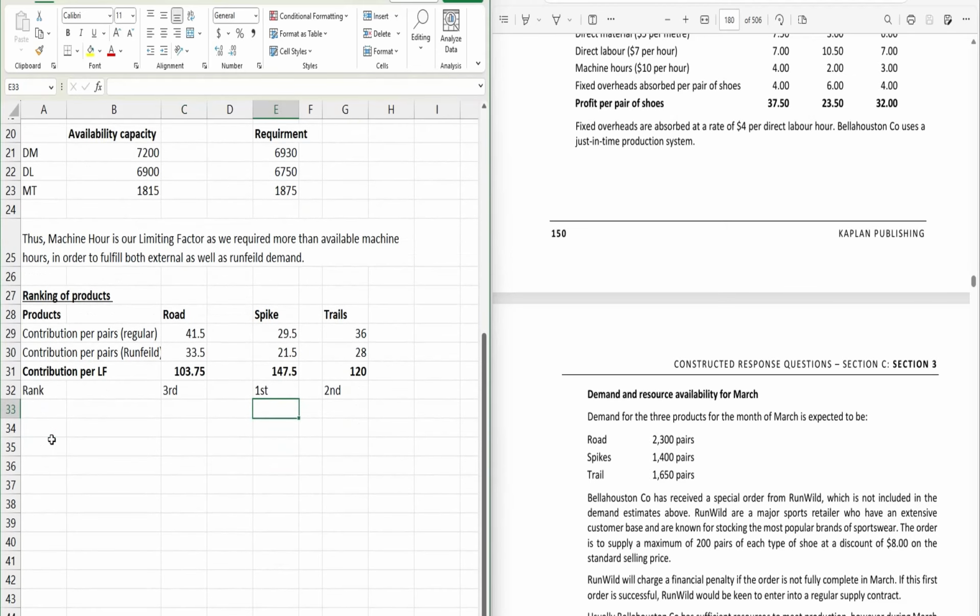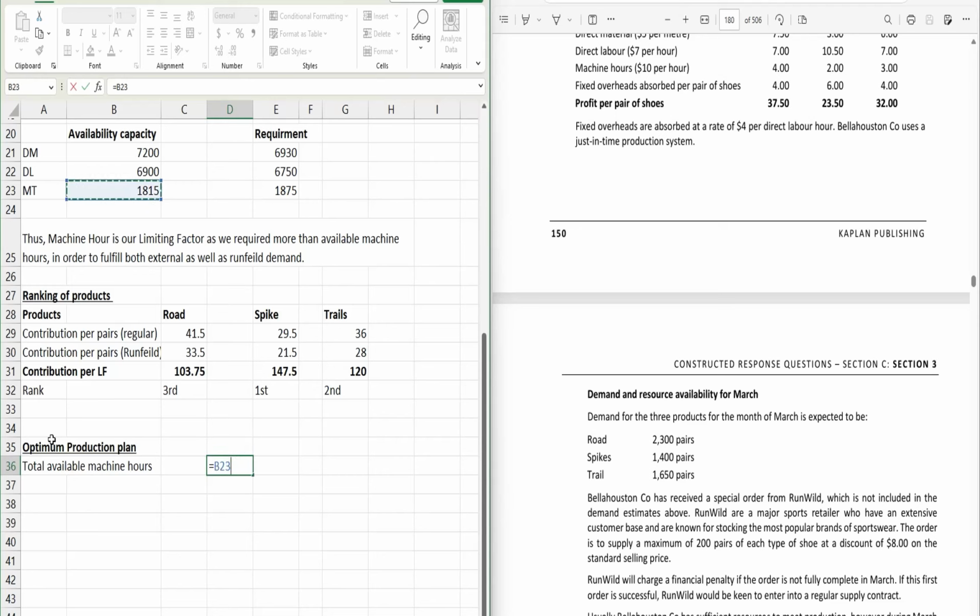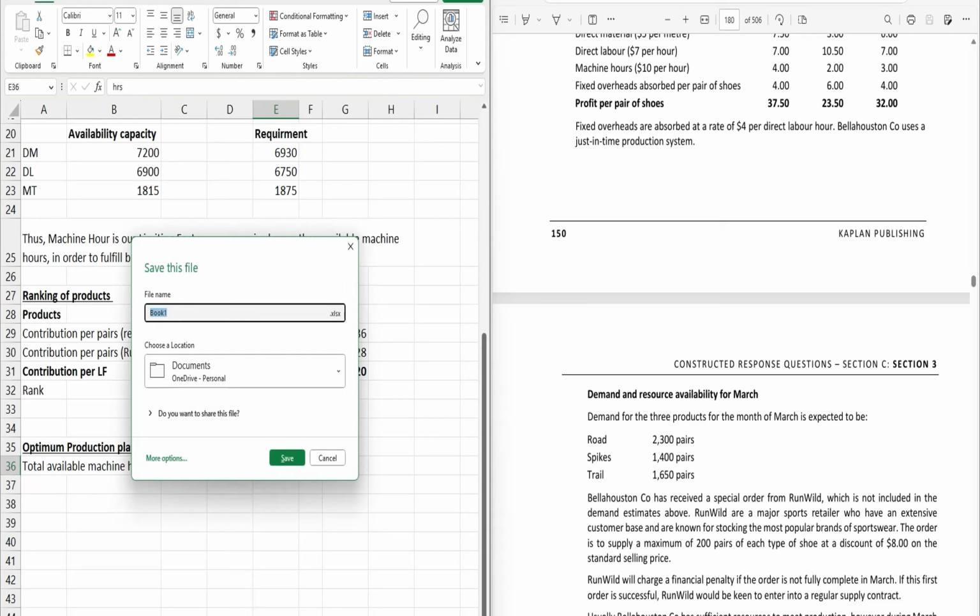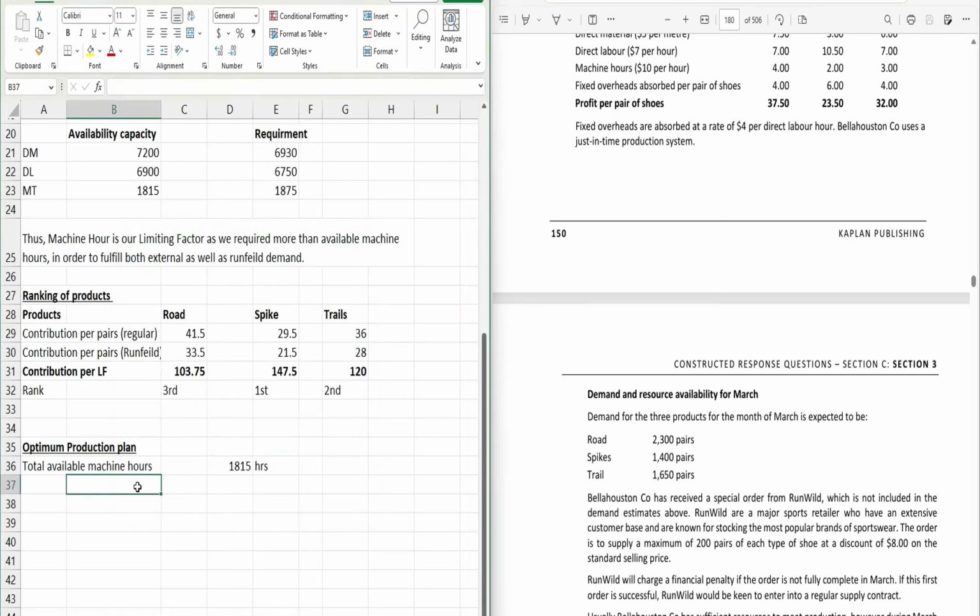Okay, so now let's make an optimum production plan, the production plan which is required by the question. So what is the total available machine hours? 1815. So how many units of shoes can we produce with this limiting factor of machine? Okay, let me save this one first. So now we will produce spike first. Okay, just wait. What did the question ask?